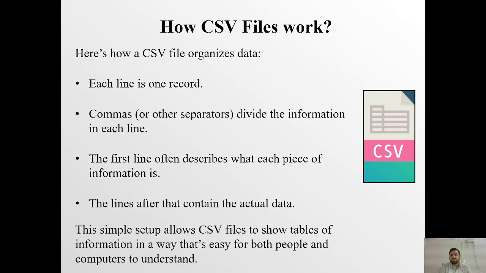Now, how CSV files work. Here is how a CSV file organizes data. Each line is one record. Commas or other separators divide the information in each line. The first line often describes what each piece of information is. The lines after that contain the actual data. This simple setup allows CSV files to show tables of information in a way that's easy for both people and computers to understand.